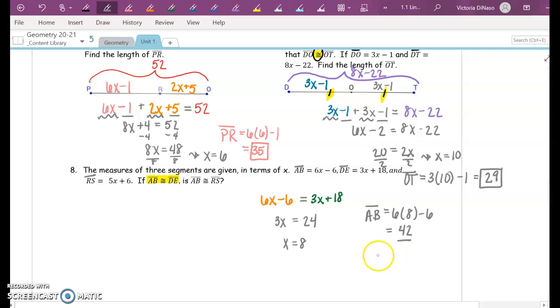And let's see if it is congruent to RS. So RS, we have 5 times 8 plus 6. So we have 40 plus 6, which is 46. And it turns out, no, they are not congruent because one length is 42 and the other is 46. So therefore, they are not congruent. And that concludes our lesson for today on segments, rays, lines, and congruency.